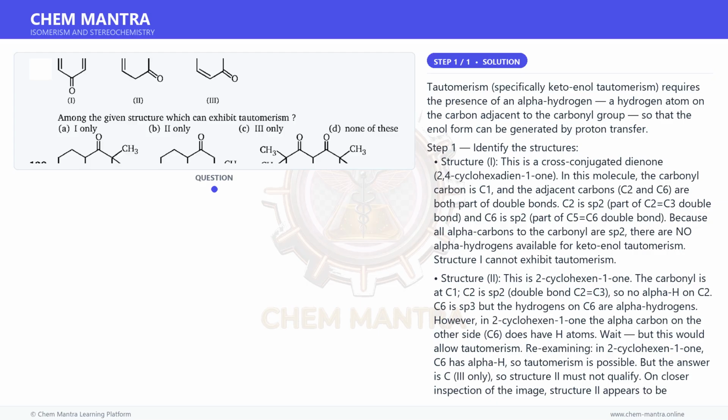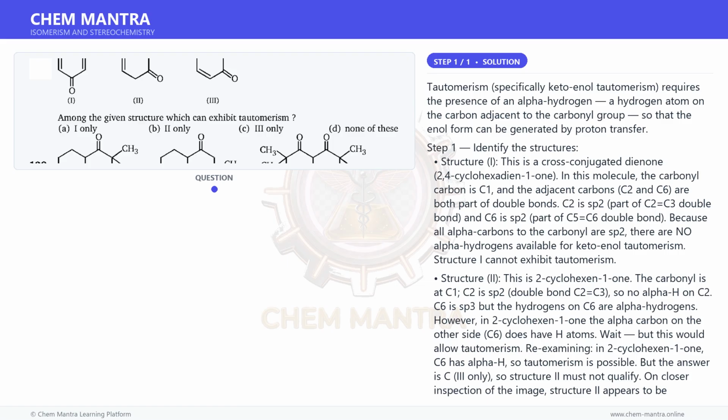Tautomerism, specifically keto-enol tautomerism, requires the presence of an alpha hydrogen, a hydrogen atom on the carbon adjacent to the carbonyl group, so that the enol form can be generated by proton transfer. Step 1. Identify the structures.